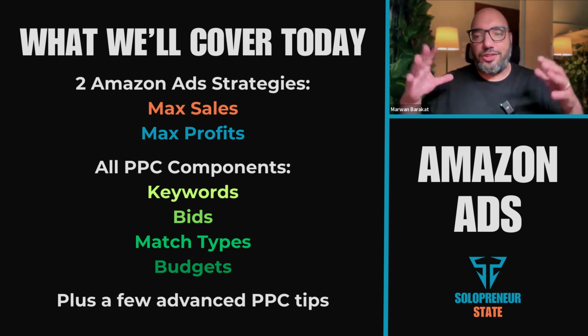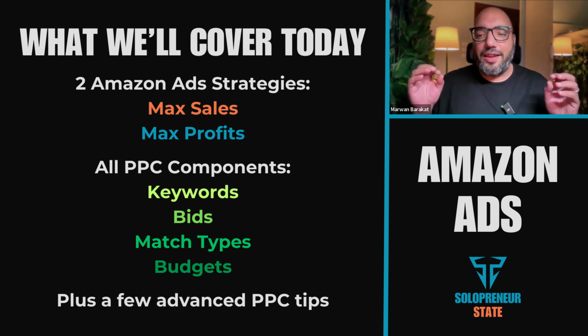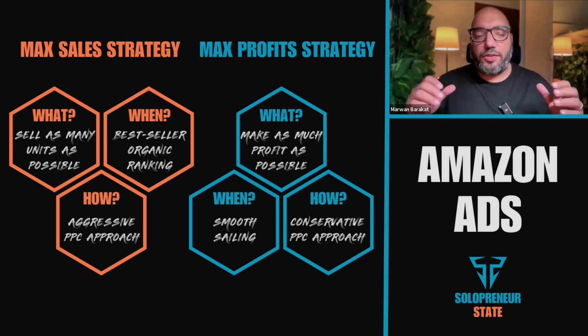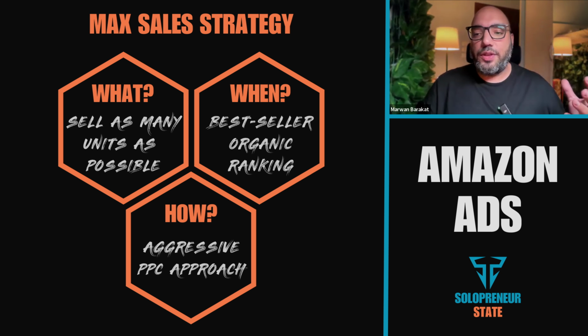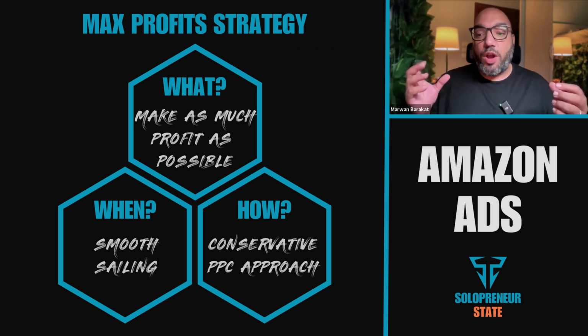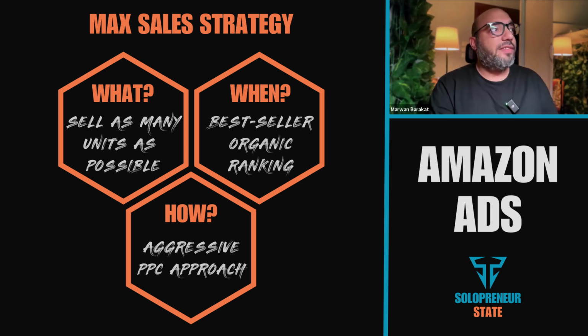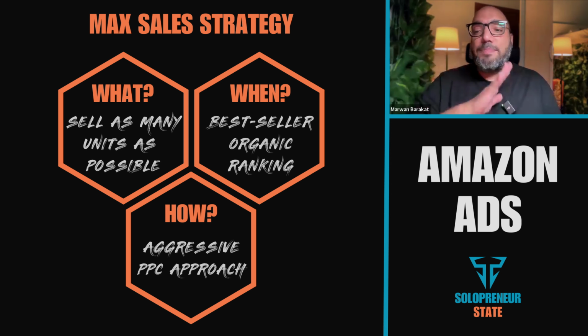The two main strategies when it comes to advertising in general and advertising on Amazon specifically. One, I call it the max sales, and the other one is max profits. The goal of the first is to maximize sales, to get as many sales as you possibly can. The other one is maximize profits, get as much profit per unit as you possibly can. Let's have a look at what these strategies are, when do we use them, and how do we use them. With the max sales strategy, we're maximizing sales and revenue. Here, we don't care so much if we sacrifice a little bit of profit margin, but we want to, for some reason, get as many sales as possible.